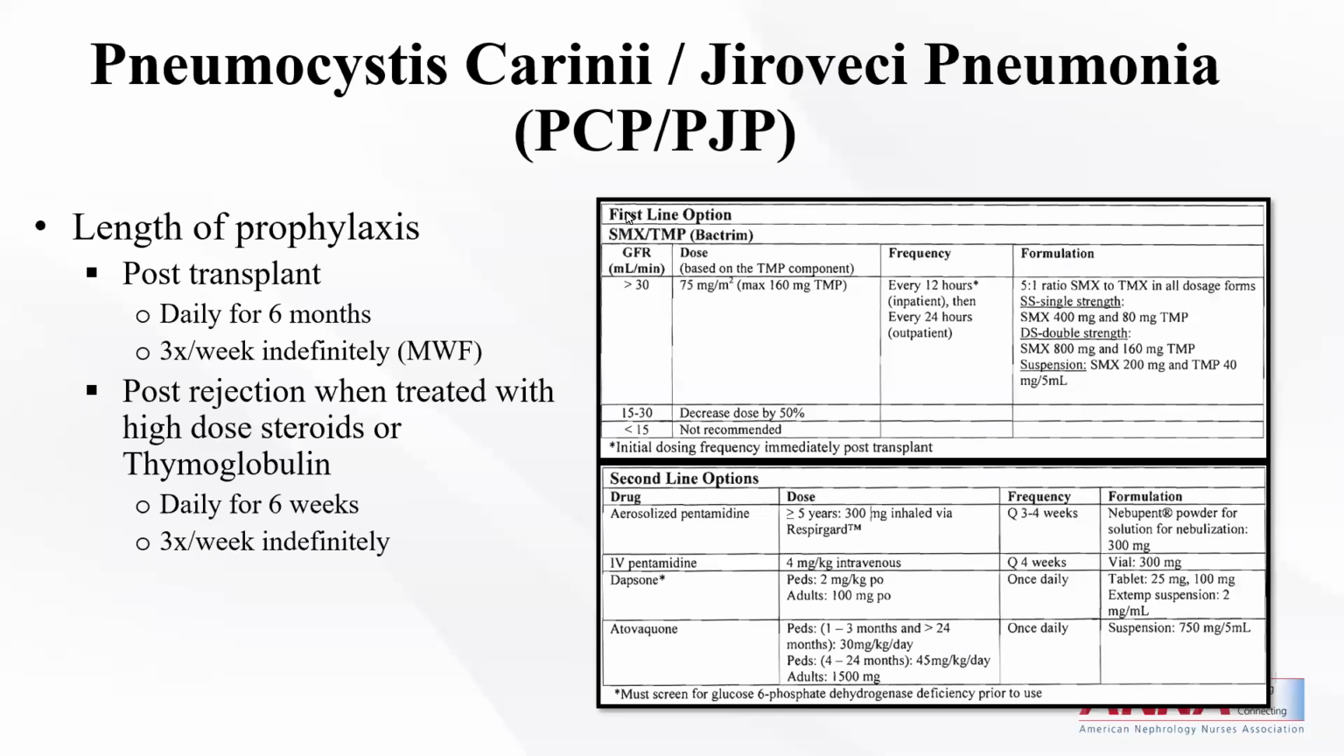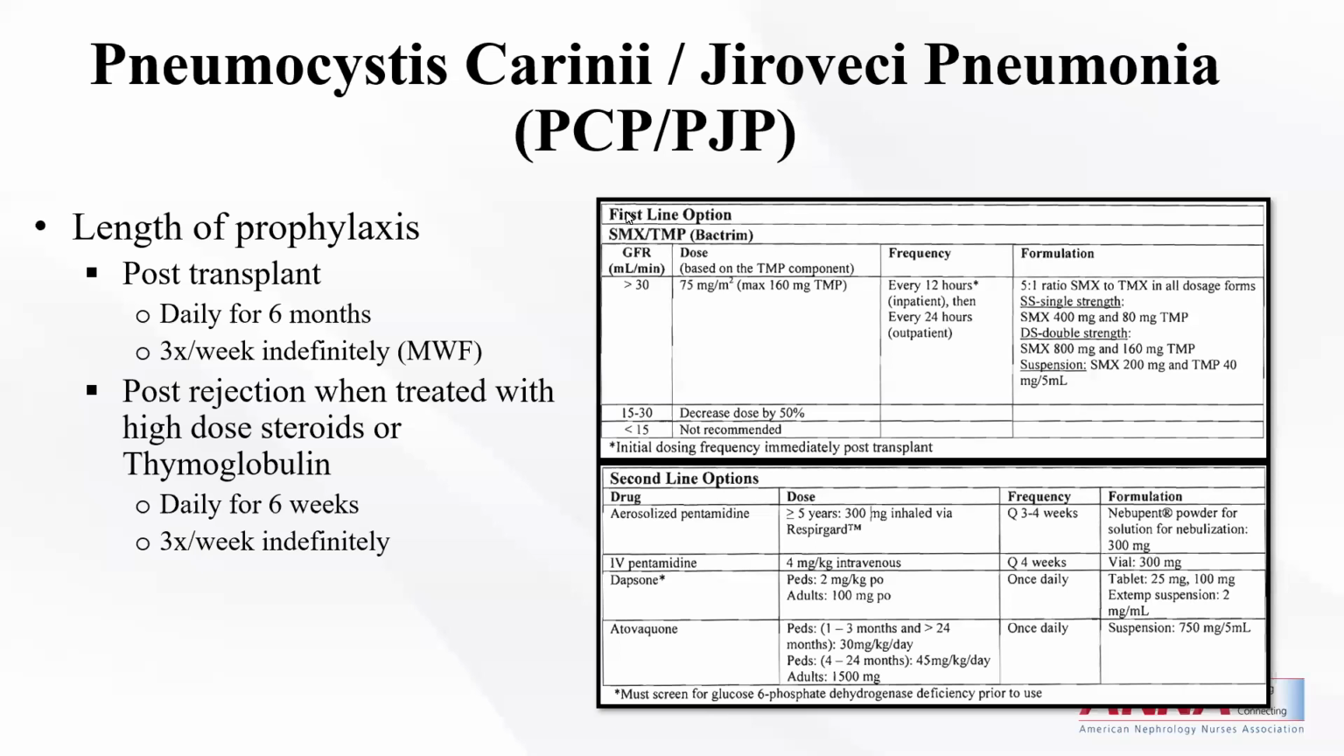Again, this is just tables to take away. The length of prophylaxis post-transplant is daily for 6 months. It'll start out as a daily medication, every day for 6 months. Then at the 6-month mark, you'll see us flip over to just 3 times a week, whether it's Monday, Wednesday, Friday. That's the most common kind of scheduling we do for that, 3 times a week.